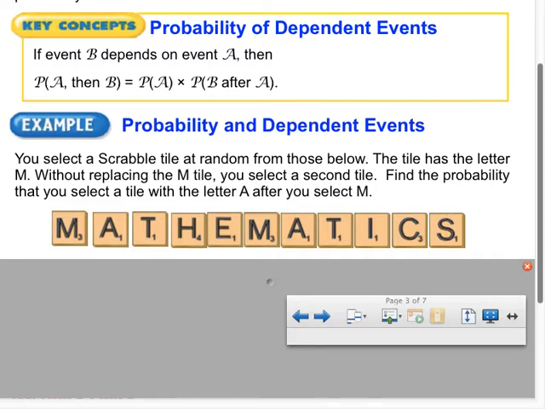So, who can share with the class? What is the probability of picking an A after you already picked the M? Okay, we didn't put M back in. We didn't put a tile back. We picked out an M, and then we didn't replace it. But then we picked another tile at random. And what's the probability of that tile being an A?